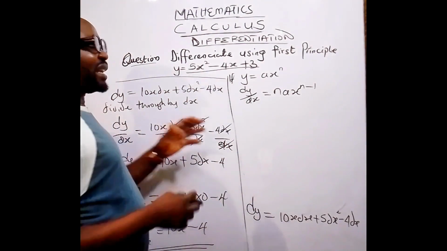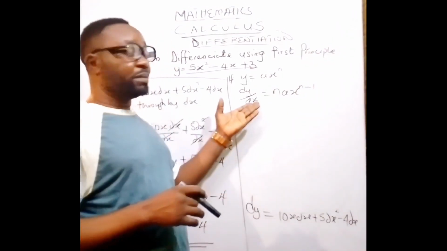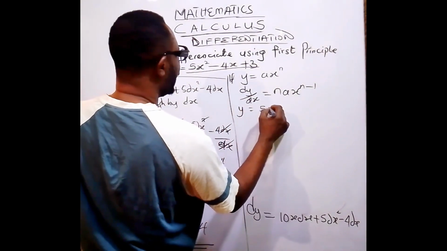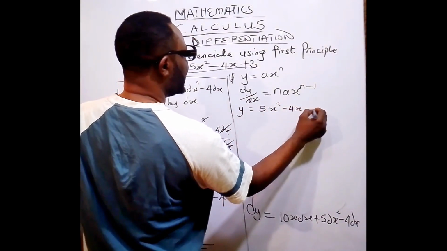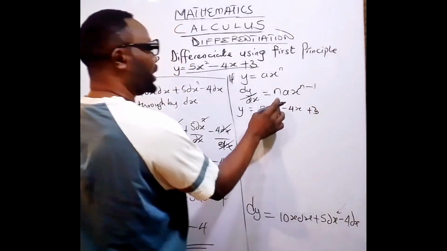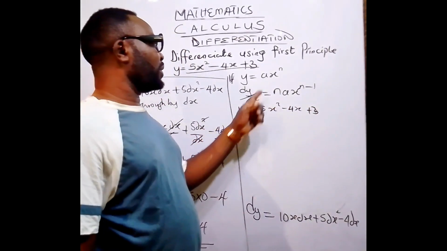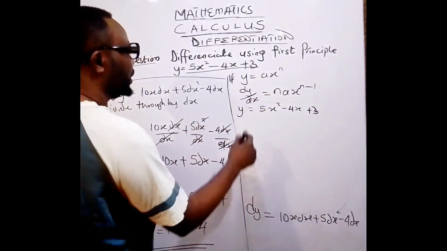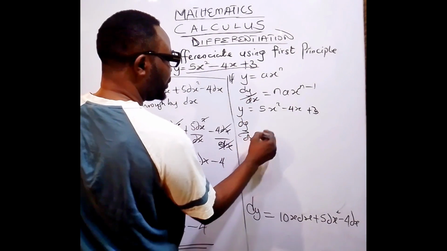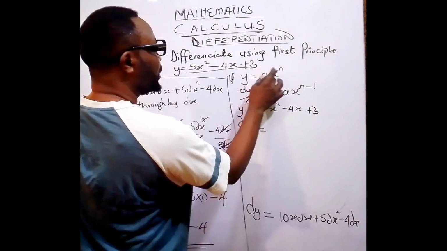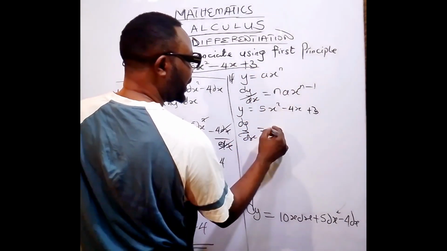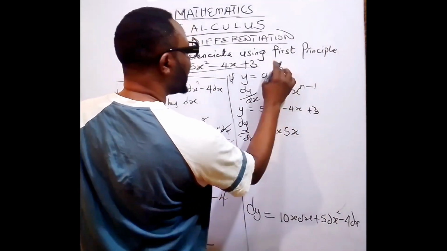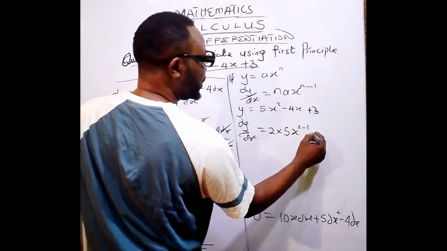Now, at each value of x, we are going to use this method. So we have y equals 5x squared minus 4x plus 3. If you look at this one here, you can see that the value of our a is 5 and the value of our n is 2. So let's follow it accordingly. We're going to have the y dx equal to 2 times 5, that is n times a, x raised to what? n minus 1, 2 minus 1, plus 4.